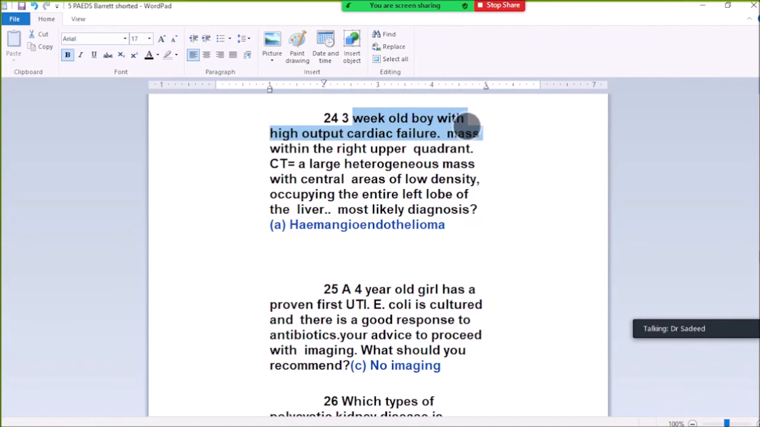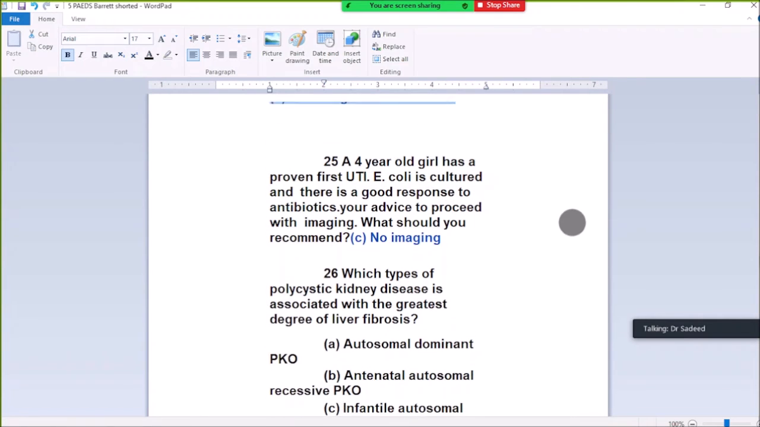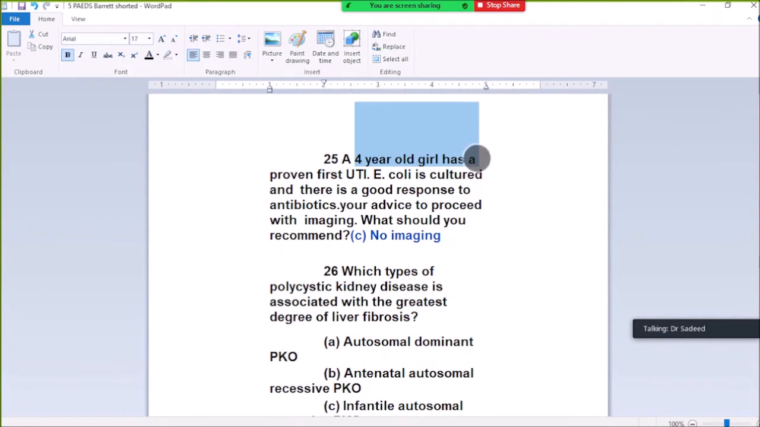24. A 3-week-old boy with high output cardiac failure. High output cardiac failure is seen in hemangioendothelioma. Mass within the right upper quadrant. CT shows a large mass with central areas of low density occupying the entire left lobe of the liver, most likely diagnosed as hemangioendothelioma.